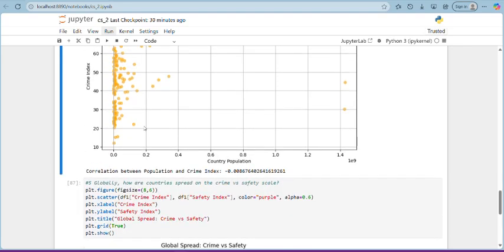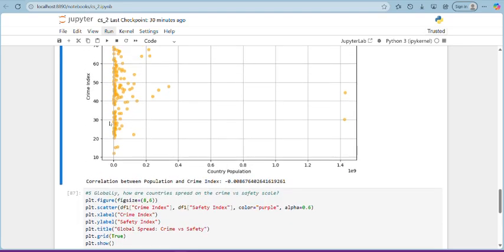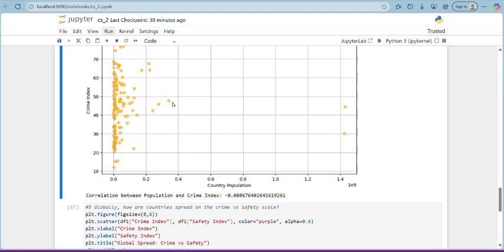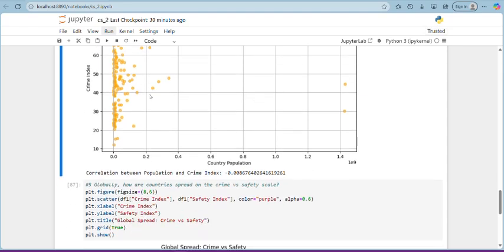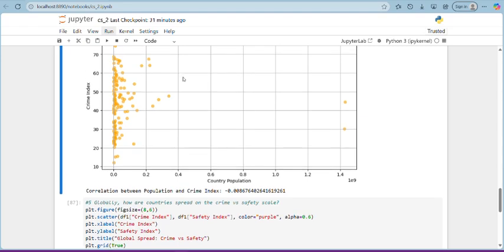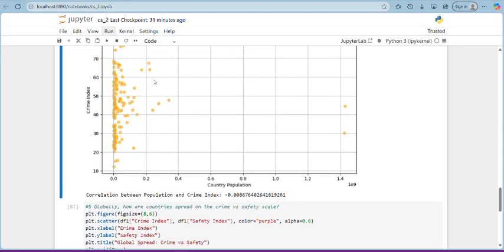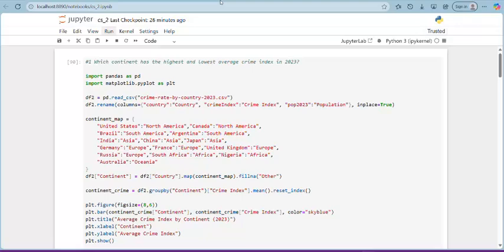I also calculated the correlation, which gives values between -1 and 1. A positive number means larger countries tend to have higher crime, and a negative number means the opposite. From the scatter plot and correlation, we can see that population doesn't fully determine crime levels. Some very large countries have moderate crime, while smaller countries may have high crime.